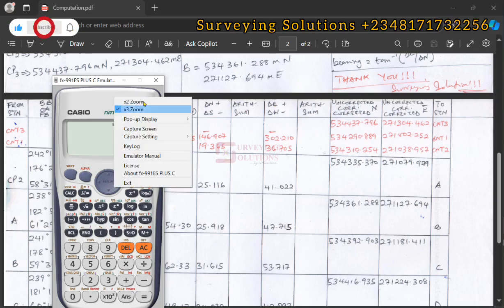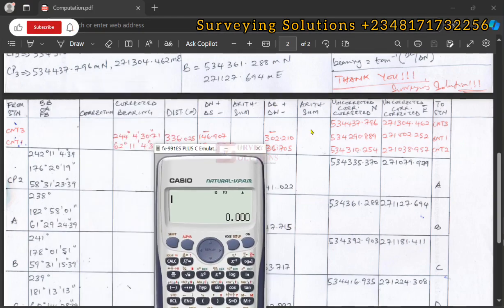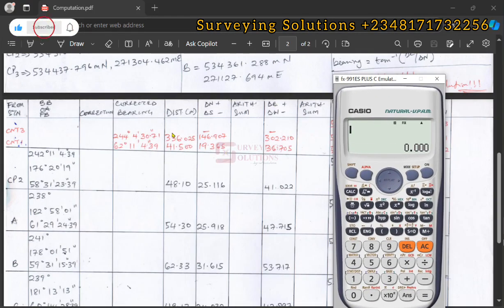Then finally, when we want to get the distances and the bearings between the controls, it will now be Shift Pol, right? Good. And then our input will be delta northing, comma, delta easting. So our delta northing is minus 146.907.